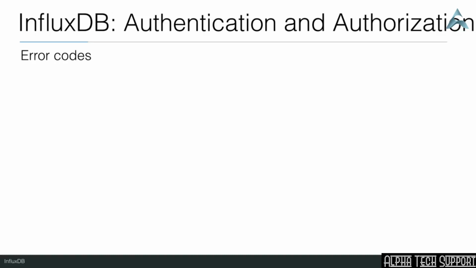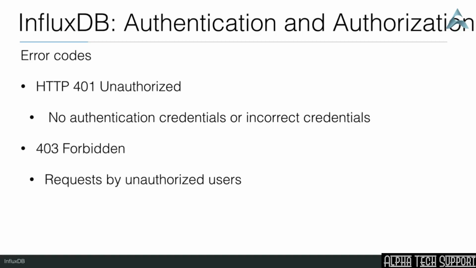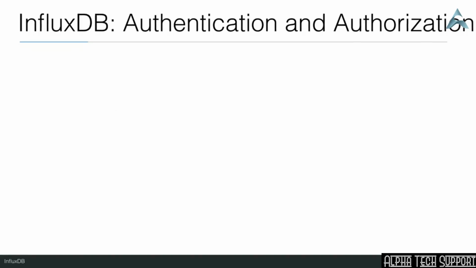When setting up authentication and authorization, sometimes you run into issues. So here's a short list of the important error codes to remember. You get an HTTP 401 Unauthorized. That means no authentication credentials or incorrect credentials. That means a request by an unauthorized user.